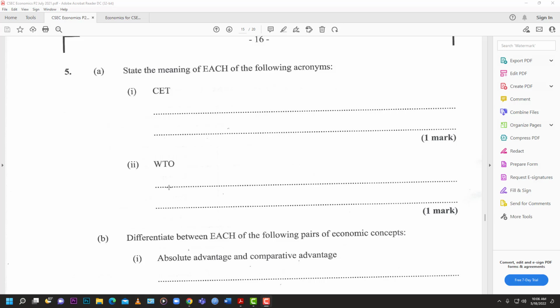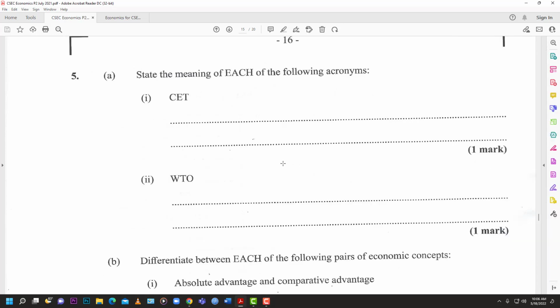Welcome back to Learn SKN, and today we are continuing to look at the June-July 2021 Economics Paper 2. We would have completed numbers 1, 2, 3, and 4, and so we're looking at the last one on this paper, number 5.